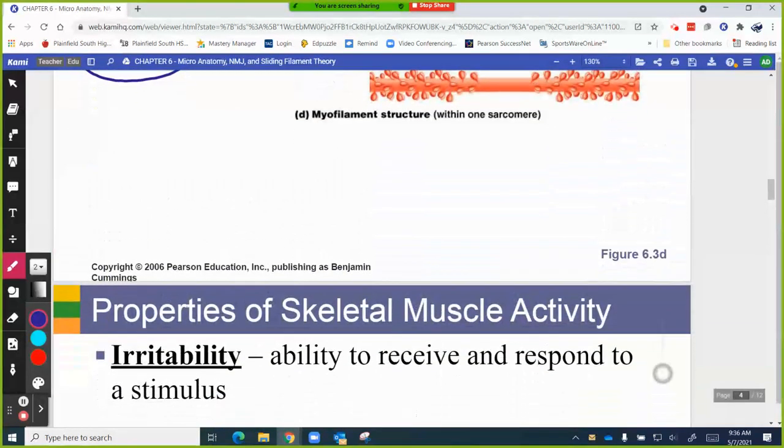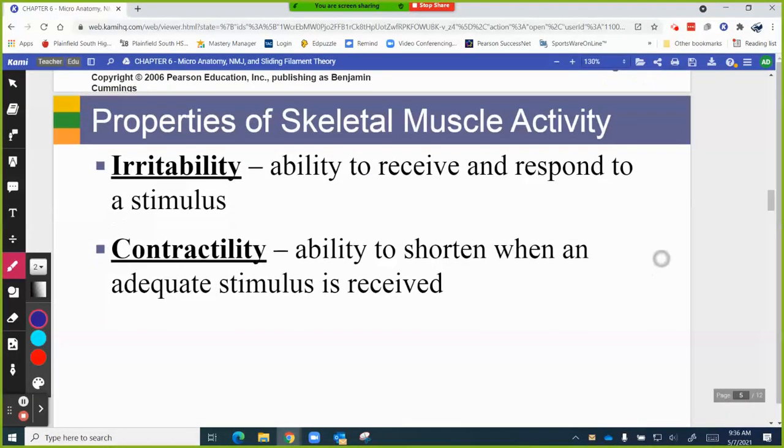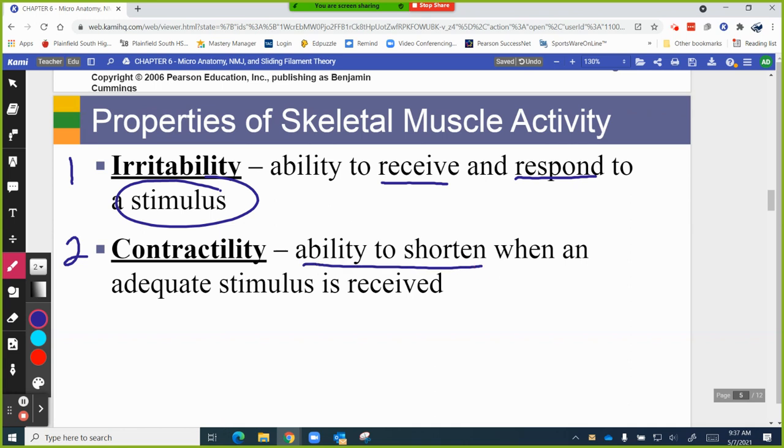We'll talk about this and then I'll switch gears. So skeletal muscle tissue has two basic properties here. One is irritability, that's simply being able to receive and respond to some sort of stimulus. The stimulus is going to be coming from the central nervous system. And then the ability to respond to that would be its ability to contract. So that's its second property, which is contractibility, which is simply the ability to shorten when it's received enough of that stimulus.